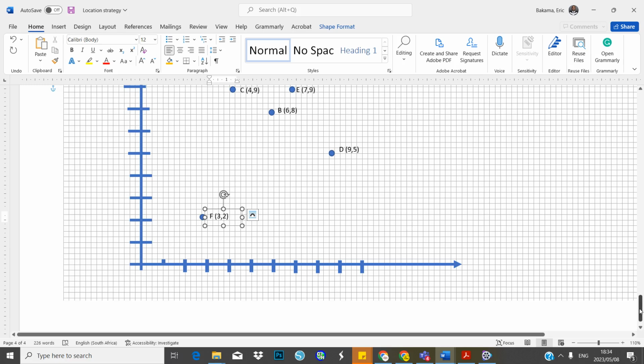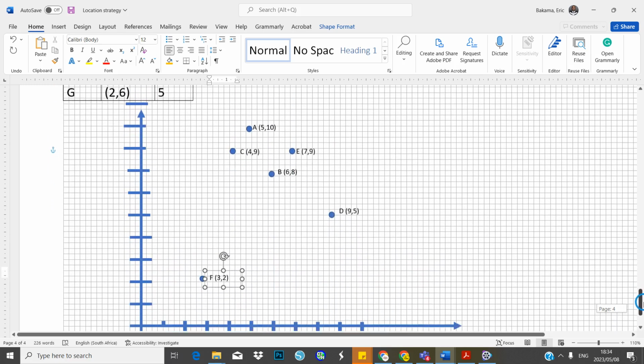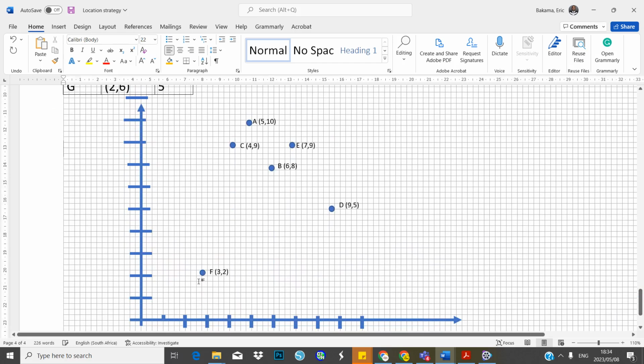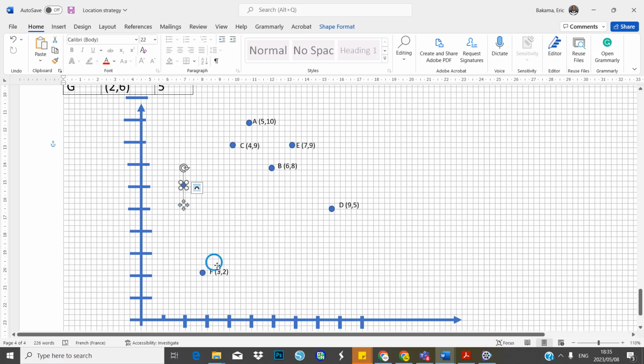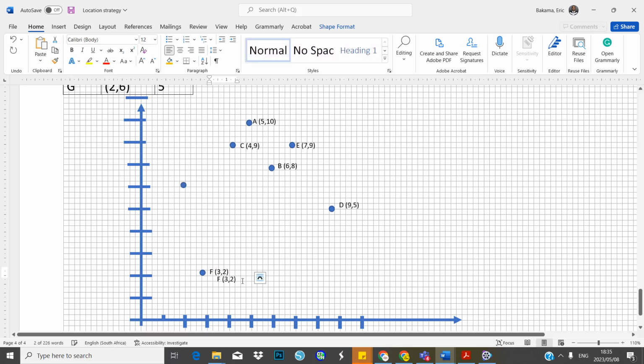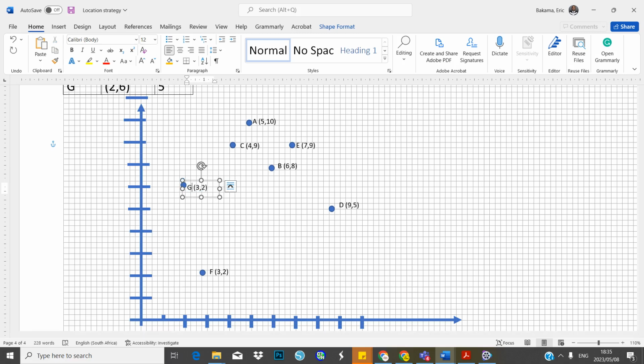And the last one is G. Then G is 2 and 6. So I'm here, and I have 2. If I go 1, 2, 3, 4, 5, then I have a 6 here. Then whatever I have is a 6, is G. G, we say it is 2 and 6.